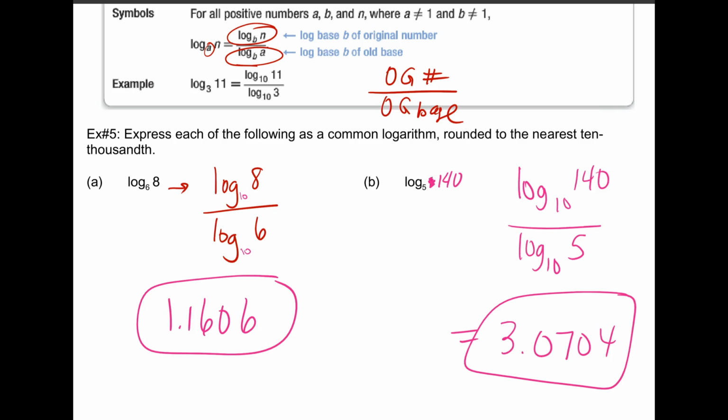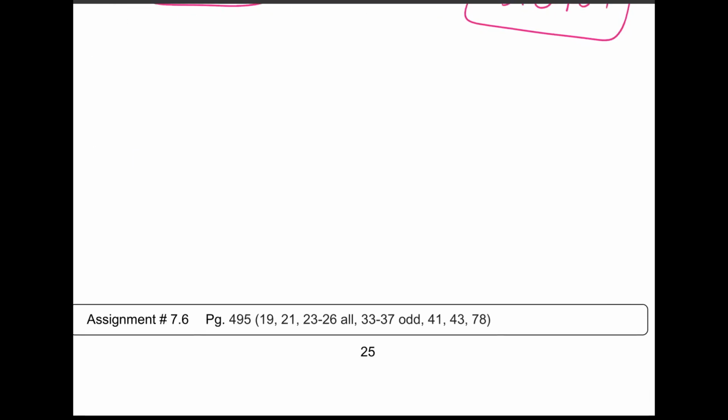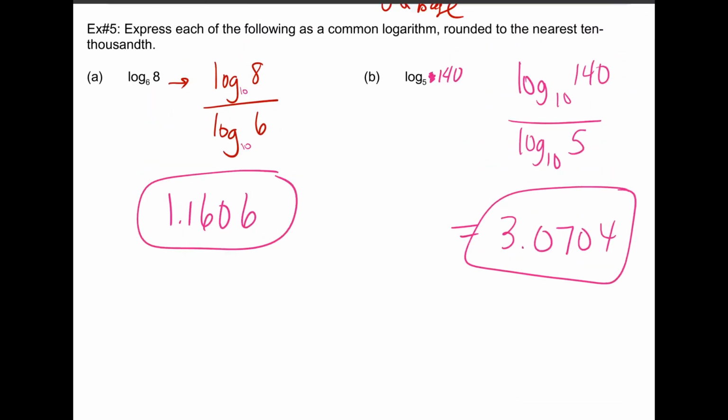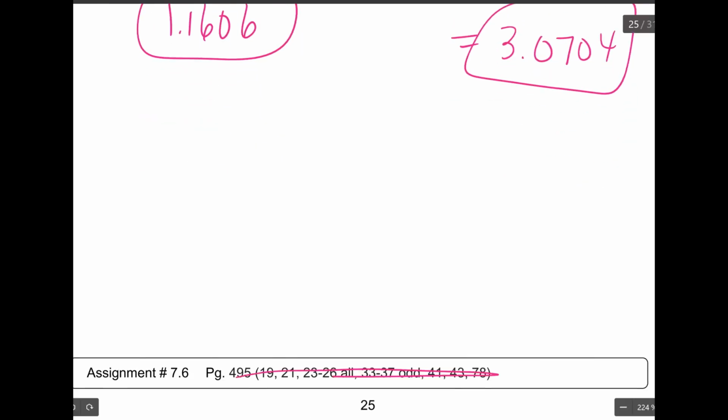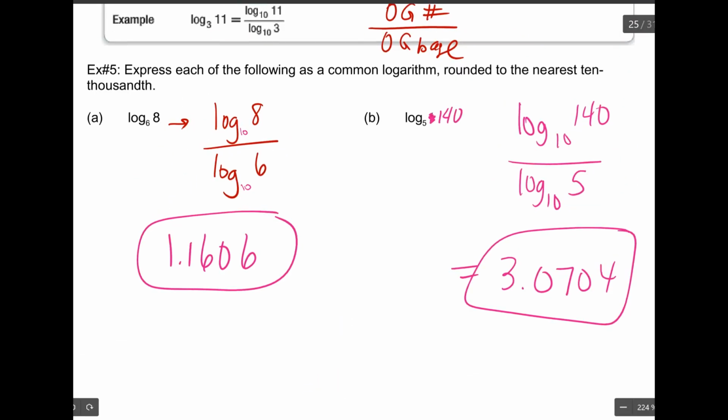Didn't I cut some of these problems for you? I think I did. Yeah, I cut some of these problems after. So this is because we're doing 7.6 and 7.7 today. 7.6 is common log. 7.7 is natural log. So I've covered common log. Now we'll do natural log. Give you guys a second.